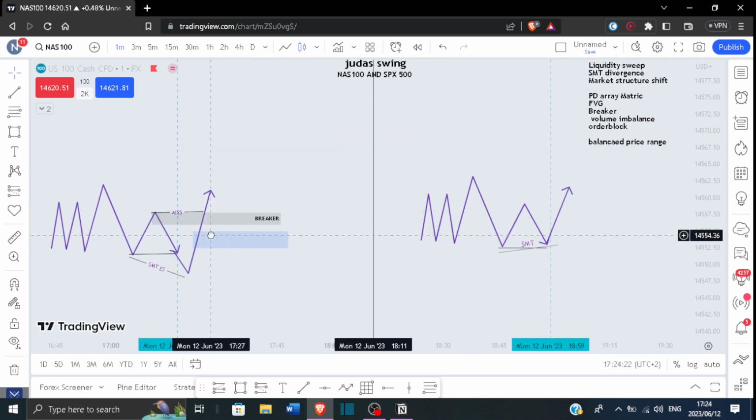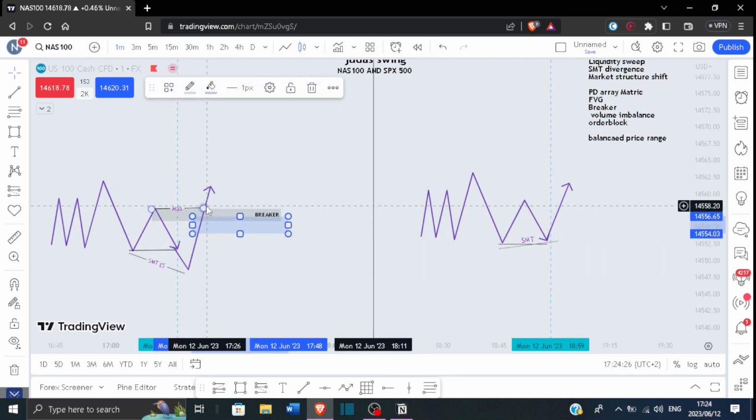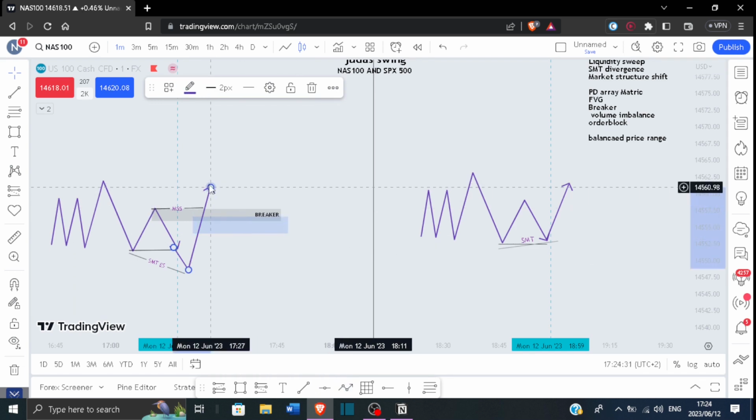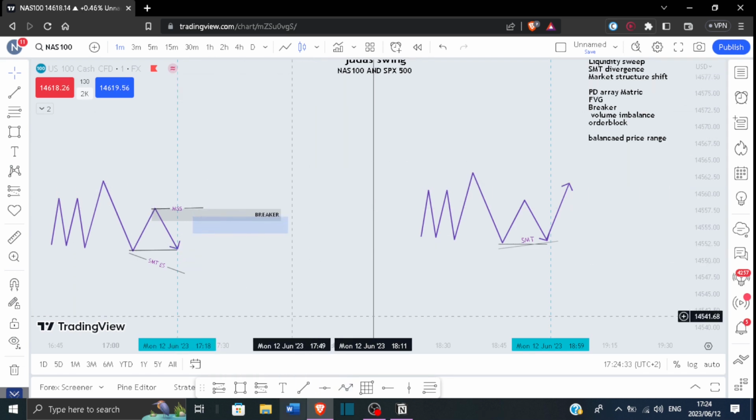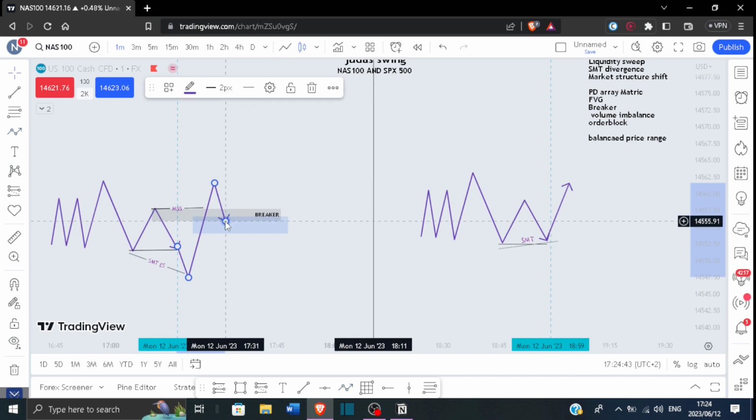What we're gonna then wait for is for the market to come back down into our order block or our fair value gap. So the market sweeps liquidity, makes a market structure shift, and comes back to our fair value gap and breaker block. This right here is where we take our entry.